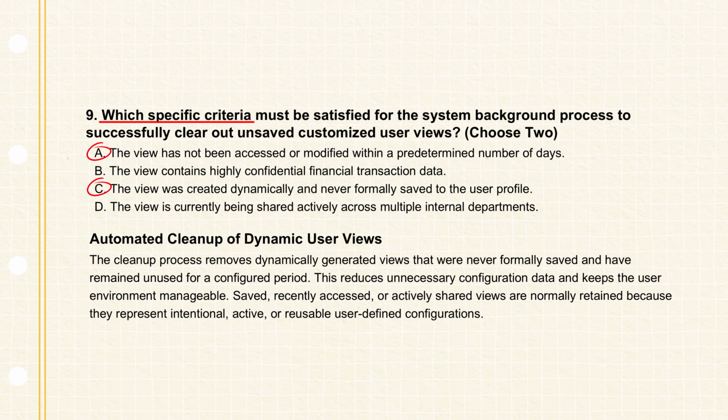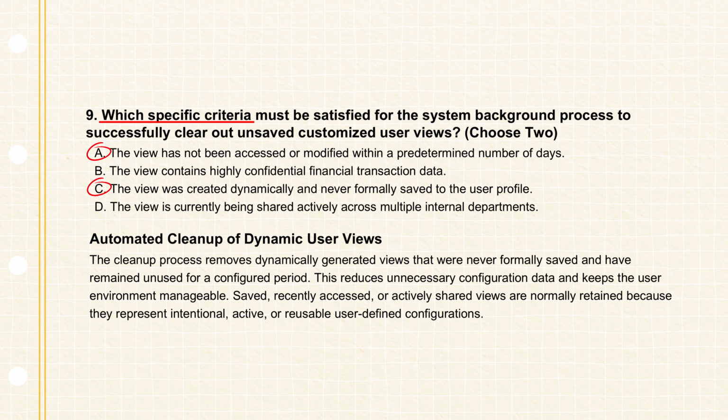The cleanup process targets dynamically generated views that were never formally saved and have remained unused for the configured retention period. Saved views or actively used views are generally retained because they represent intentional user configurations. This sounds a lot like a garbage collection algorithm. But why does an unsaved view pose such a problem for the system? Why does it need to clean them out?